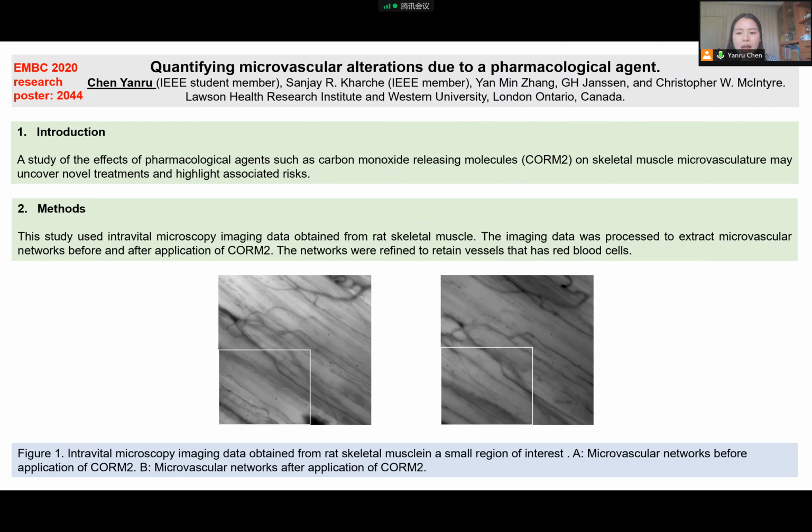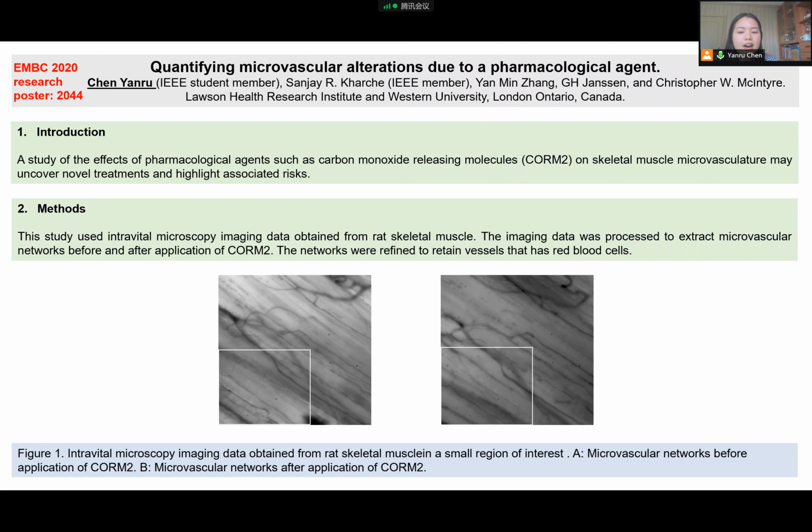Diseases such as sepsis and diabetes affect the microvasculature throughout the body deleteriously. Novel pharmacological treatments are required to effectively treat the conditions. However, pharmacological agents themselves may present additional risks that must be assessed prior to drug development.